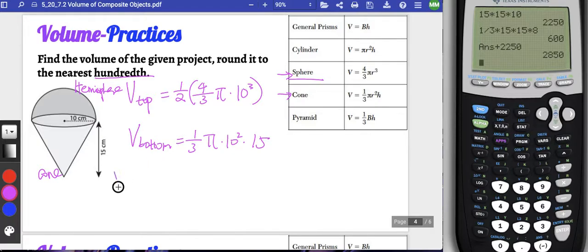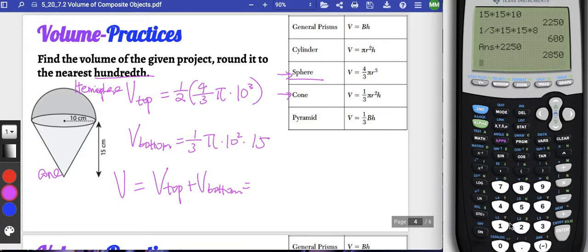So as you can see, the whole total volume should be adding the top to the bottom, right? So this is what I'm going to do. I'm going to just type everything together to help me find out the answer. Of course, if you like to break down, that's fine. But please make sure to keep more digits than the final answer in order to avoid possible mistakes. So let's check the top part. 1 divided by 2, I put the parentheses, then pi, then 10 cubed.